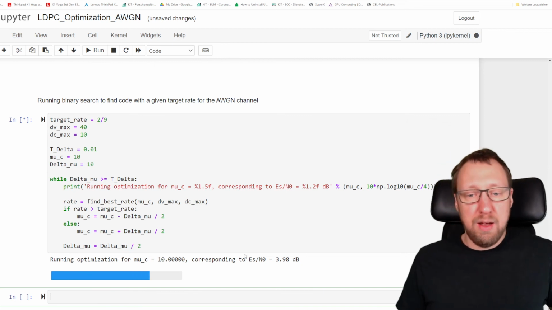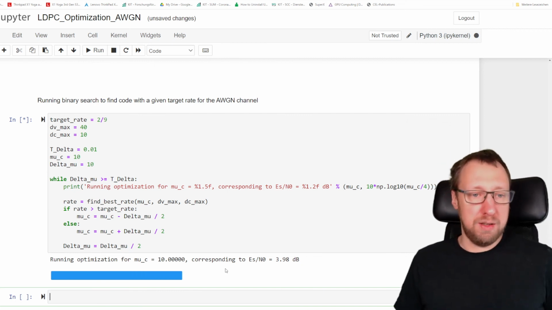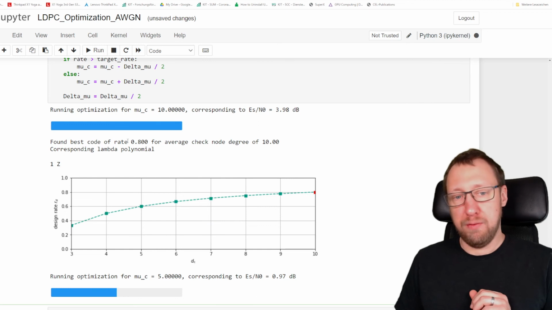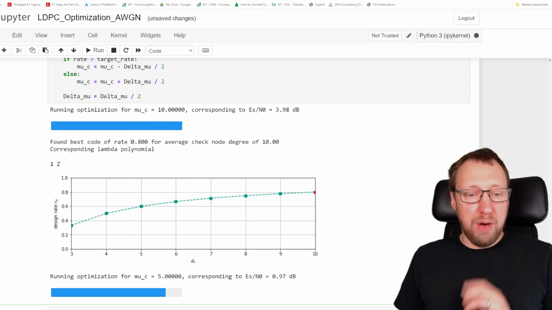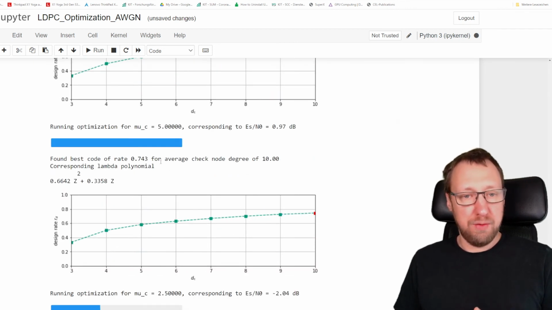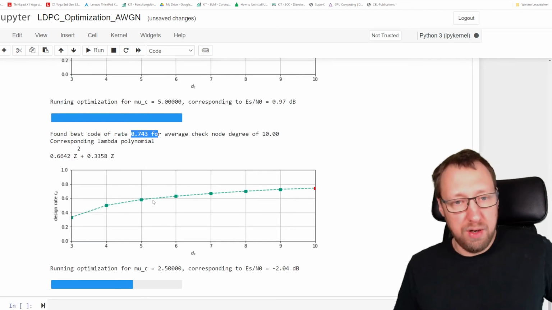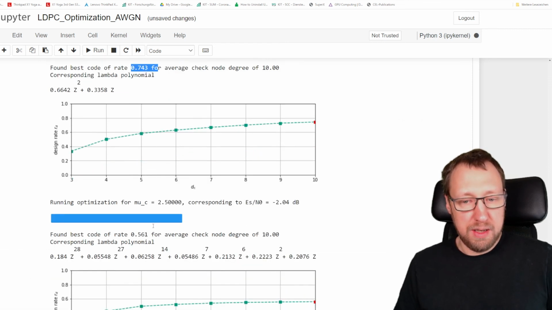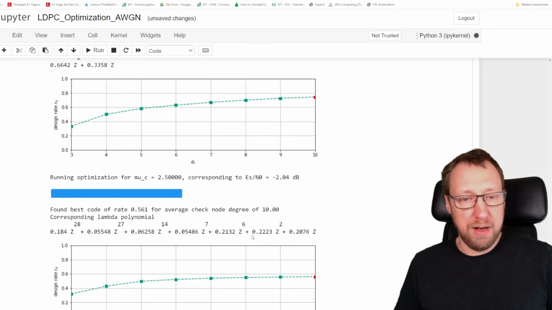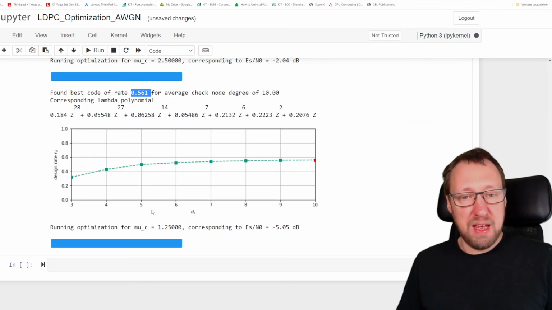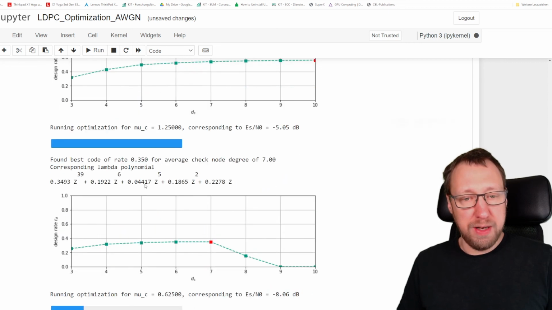So we start with an ES over N0 corresponding to 4 dB. This is a mu c of 10. Here we find the best possible code, but it's of rate 0.8. So we need to run the optimization for a worse channel. So we worsen the channel, go to mu c equals 5. Still the rate is 0.74. So we need to decrease again. ES over N0 minus 2. We find a code of rate 0.56. So we need to decrease again. And a code of rate 0.35. So we're getting in a good direction already.